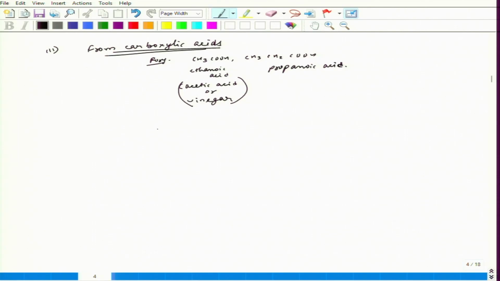How we can synthesize alkanes from these is by the decarboxylation. Let us see.